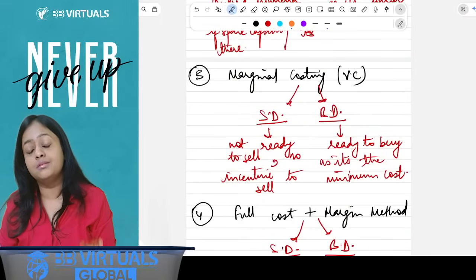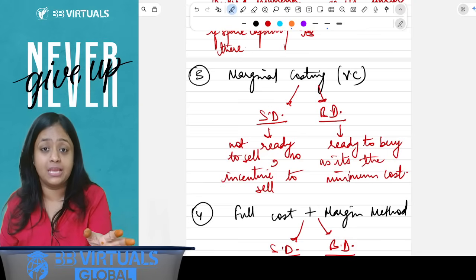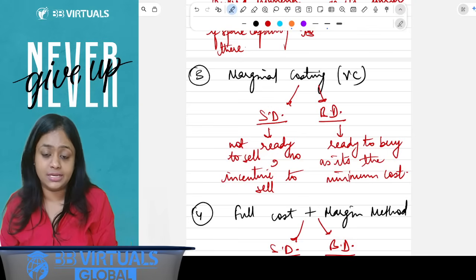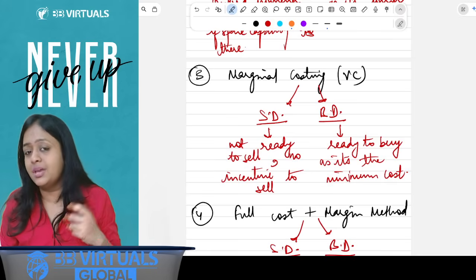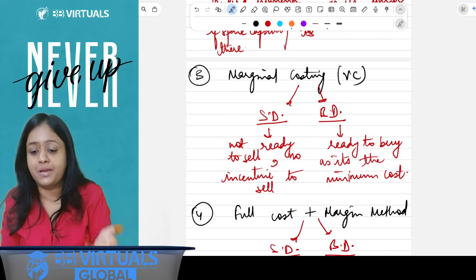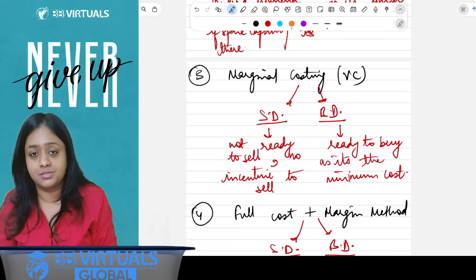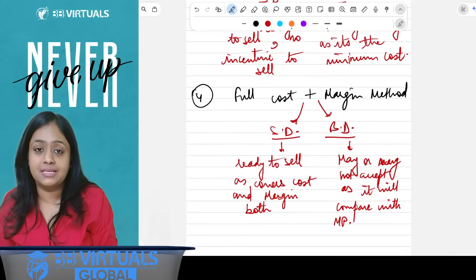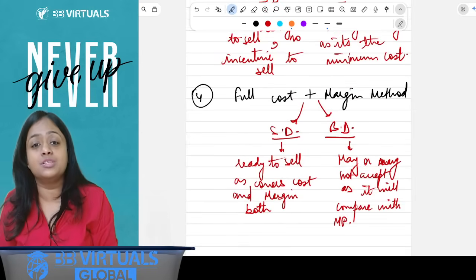Marginal costing method is when the selling division only covers the variable cost, not acceptable for the selling division. It's the lowest price, right? There's no incentive to sell. But for the buying division, they are more than happy to buy. I think it's the lowest price that they would be paying. Minimum cost it is. But now what is ideally recommended for transfer pricing is always full cost plus margin.